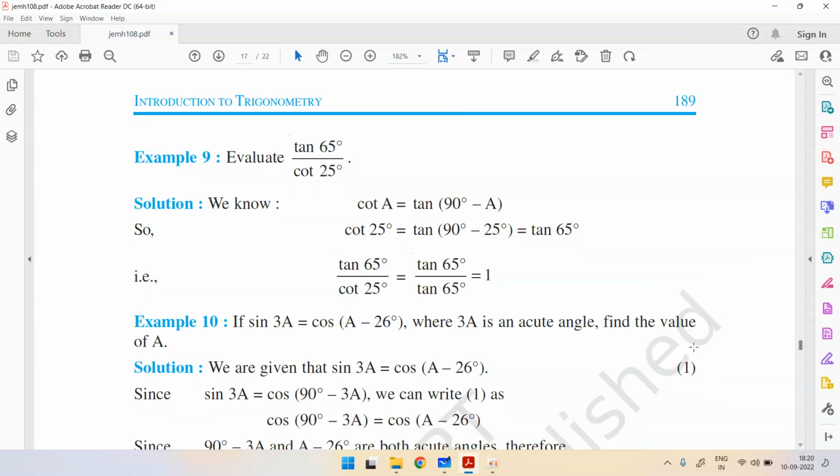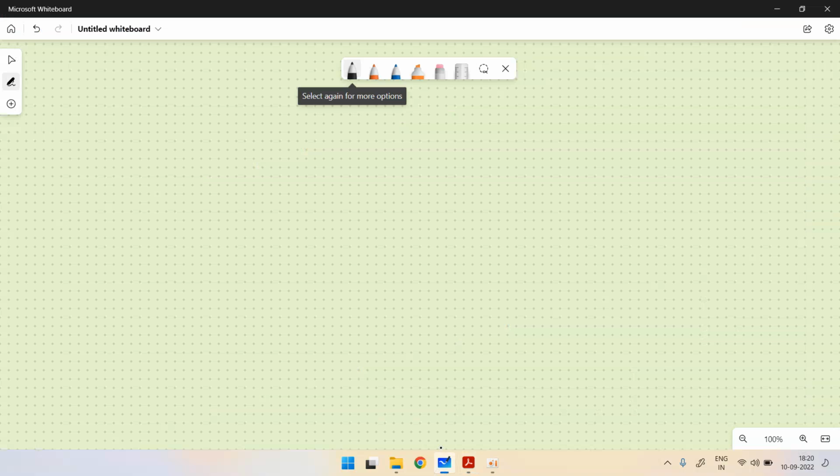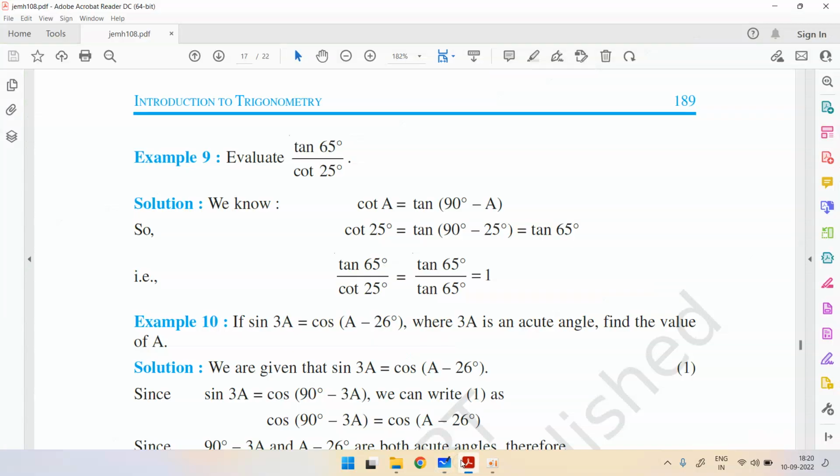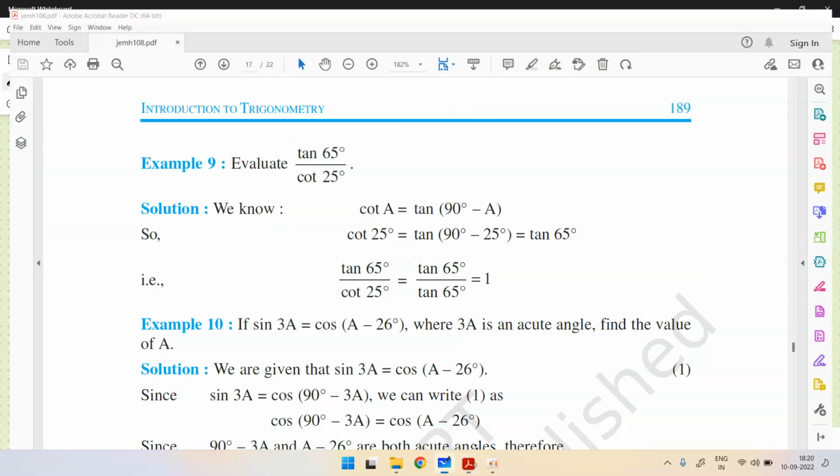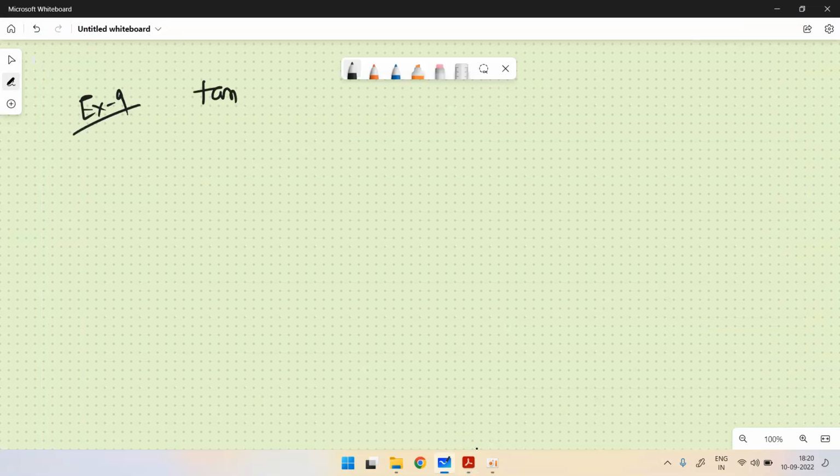Immediately moving forward to example number 9. It says, evaluate tan 65 degree by cot 25 degree. Now see, this is tan and this is cot, and you need to express it in either of the two forms. The simplest form is sine, cos, tan, so I will express this cot in terms of tan.